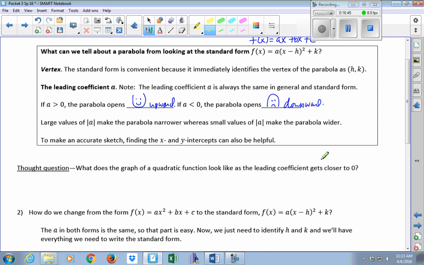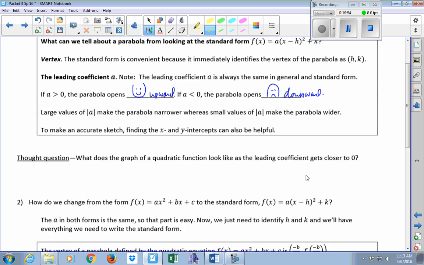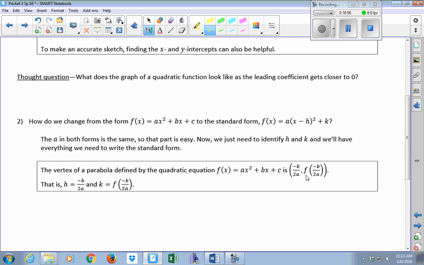All right, so we've already answered this. When the leading coefficient gets close to 0, our parabola gets closer and closer to becoming the horizontal line known as the x-axis here. All right, so it could be any line depending on the value. Any horizontal line.